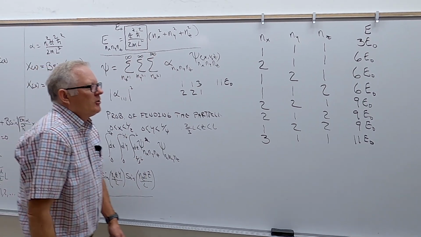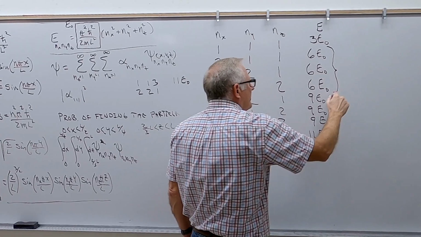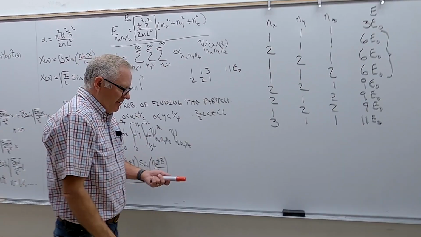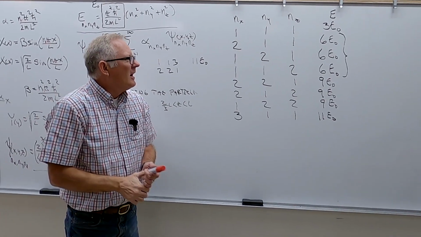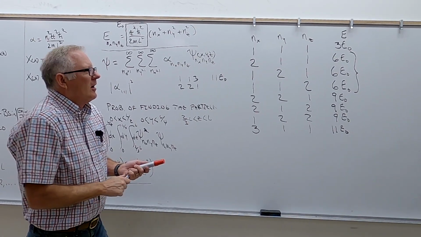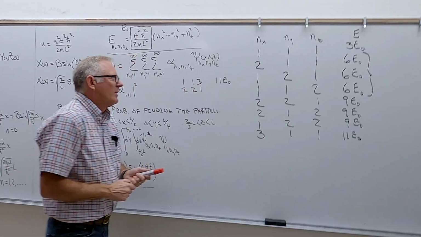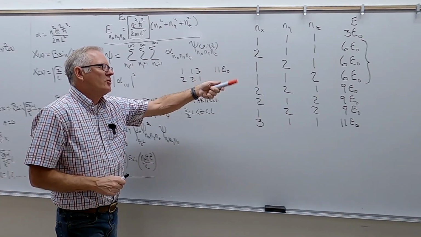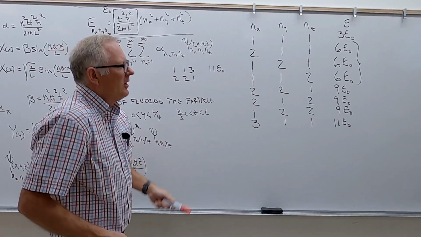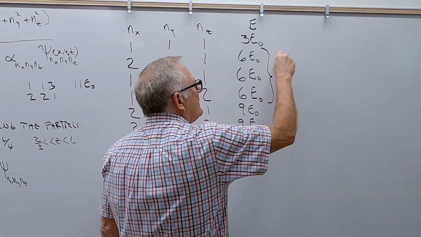Now, you'll notice that there are 3 states here that give the same energy. We give a name to that when multiple eigenvalues give you the same result. They have different eigenfunctions. They're different. One's 2, 1, 1, one's 1, 2, 1, and one's 1, 1, 2. But they give you the same value. We call this degeneracy.